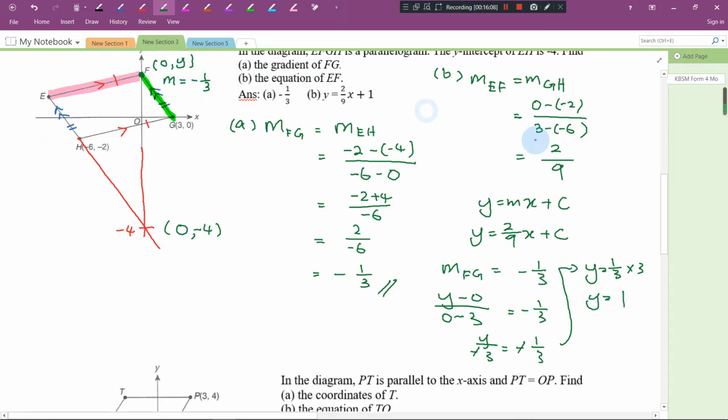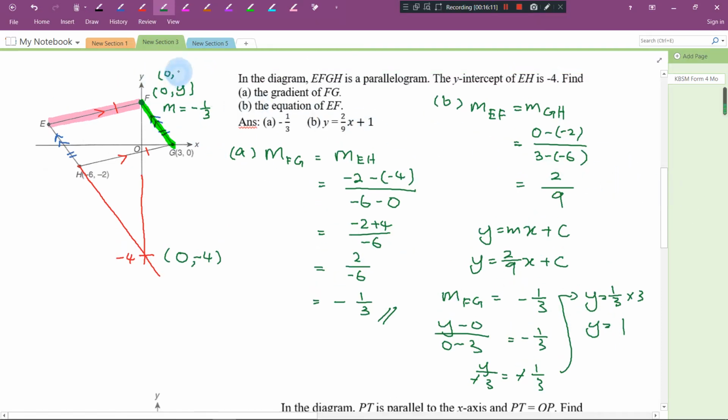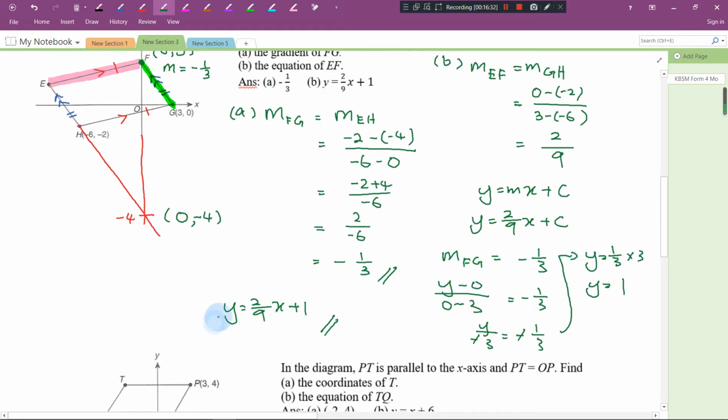And then, okay, cannot stop here. This is (0, 1). Now I know the y-intercept of this straight line is equal to 1. I just substitute this value into this equation. Okay, I think I write over here. y is equal to 2/9 x plus 1. Okay, you can stop here. Sometimes we don't want to see the fraction, so you can do one more step by multiplying the whole equation by 9. So you will get 9y equal to 2x plus 9. Okay, let me check correct or not. 9y equals 2x plus 9. Okay, both answers are accepted.